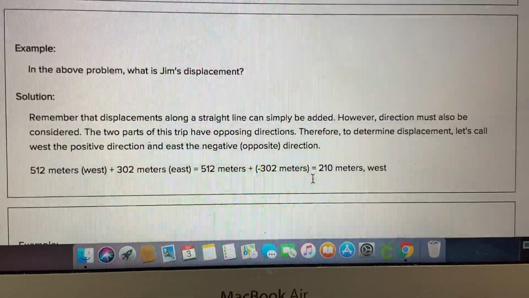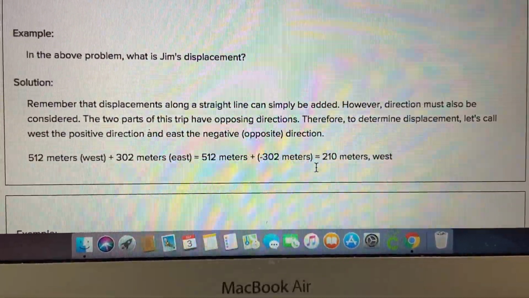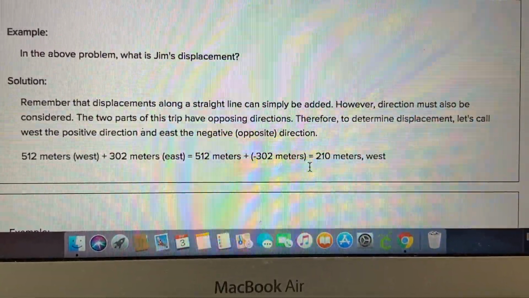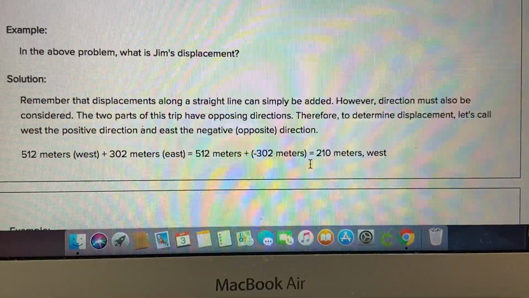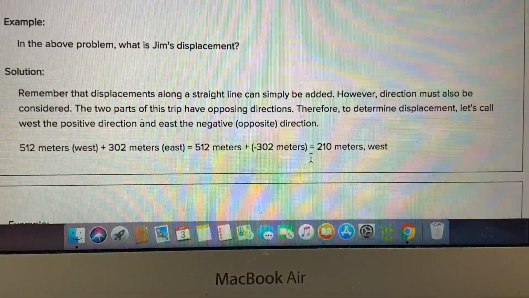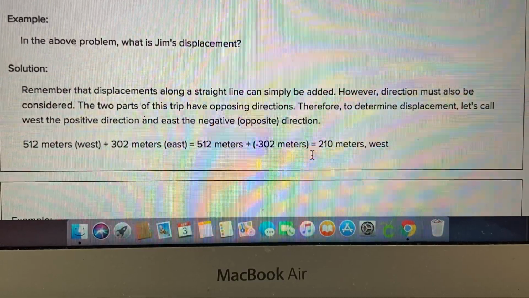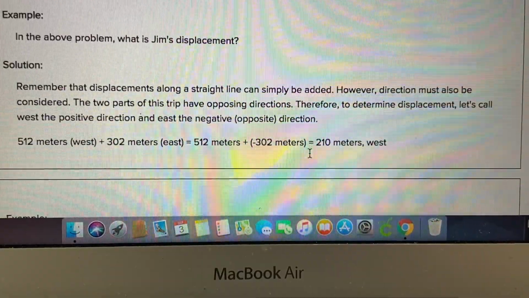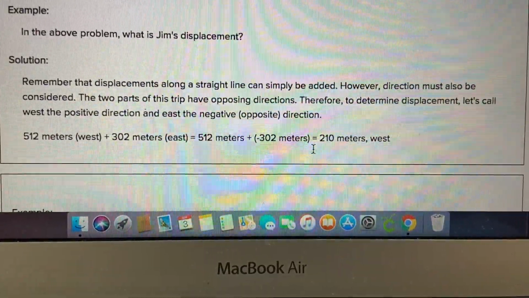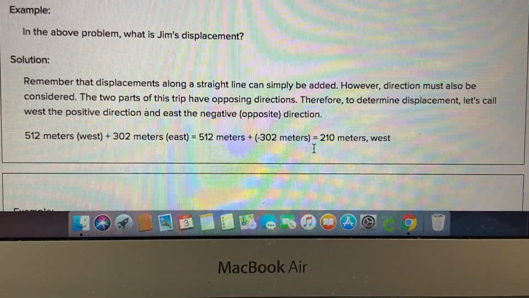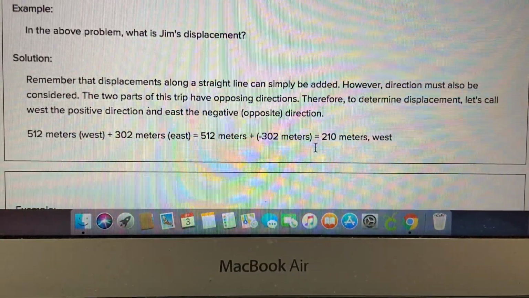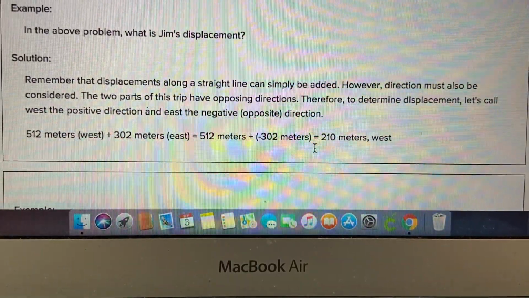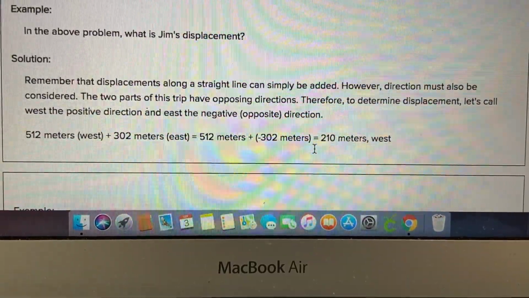But what is his displacement? Remember that displacements along a straight line can simply be added. However, direction must also be considered. The two parts of this trip have opposing directions. Therefore, to determine displacement, let's call west the positive direction and east the negative direction. So first, Jim walked 512 meters west. And then he backtracked. He went 302 meters east.